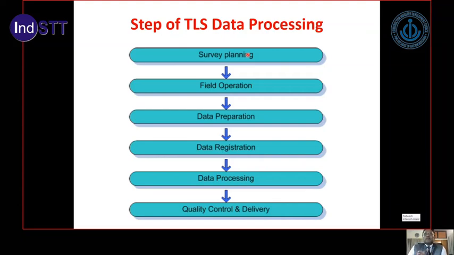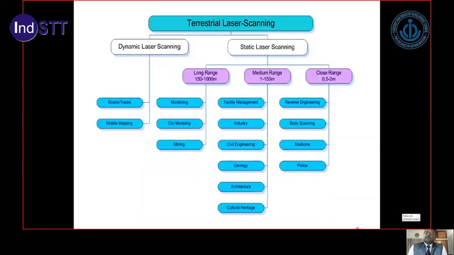There are certain technical steps which one has to follow in order to get the correct data. We start from the survey plan, we carry out the field operation, then we go to the data preparation and the data registration with the help of the ground control points. Then once you have collected the data, you need some kind of software, and that's your data processing software. Once you have done the data processing, the last point will be quality control and delivery. You want to create a digital terrain model of the area. You want to create an orthomosaic, that also you can do.